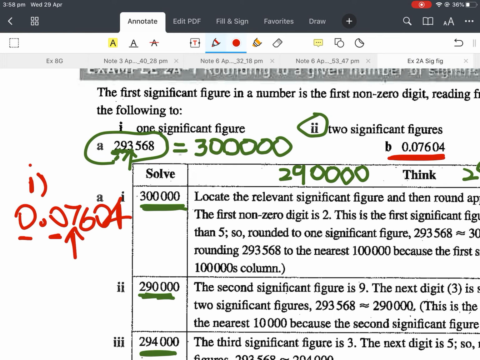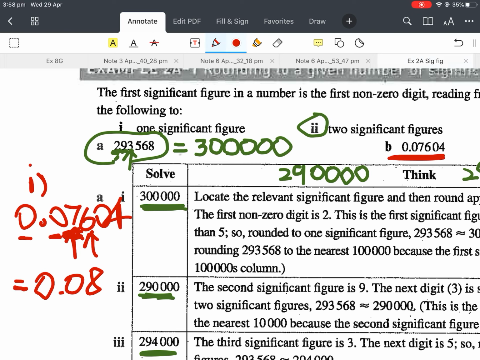Okay? All right, so what I need to do is keep the 7 and get rid of all the others. I'm going to keep it up to there. But I'm going to look at the 6 to decide whether I need to round the 7 up or leave it as it is. Hopefully you notice the 6 is a 5 or more. So if it's 5 or more, that means we have to add 1 to the 7 or round it up. And if I do that, I get 0.08.